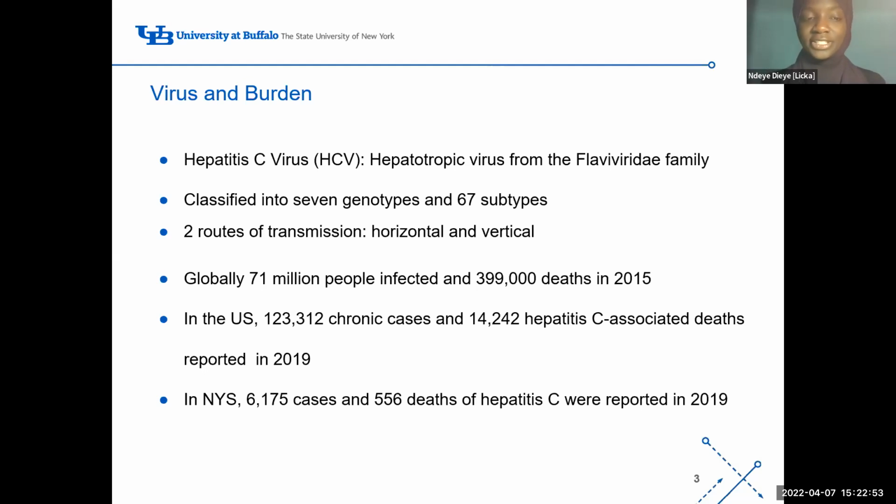According to the World Health Organization, there were 71 million people infected with hepatitis C in 2015, and 399,000 deaths were related to the disease. In the United States in 2019, 123,312 chronic cases and 14,242 hepatitis C-associated deaths were reported to the CDC. And last but not least, in New York State, 6,175 cases and 556 deaths were reported in 2019 to the New York State Department of Health.